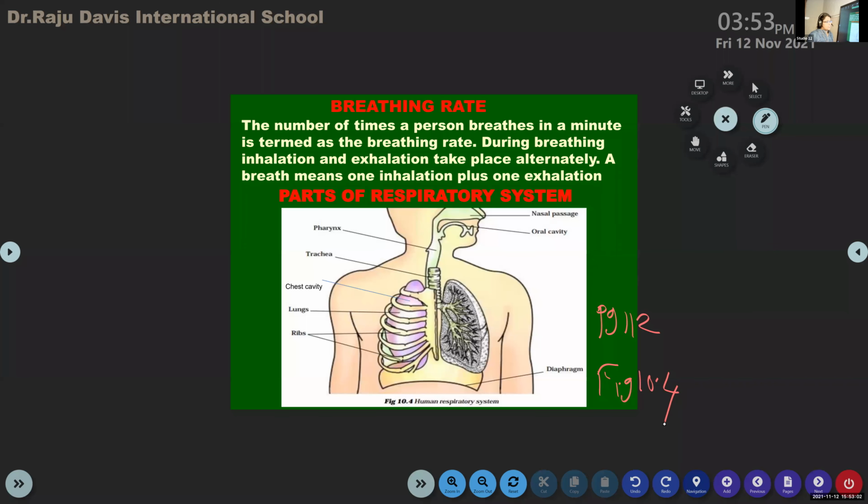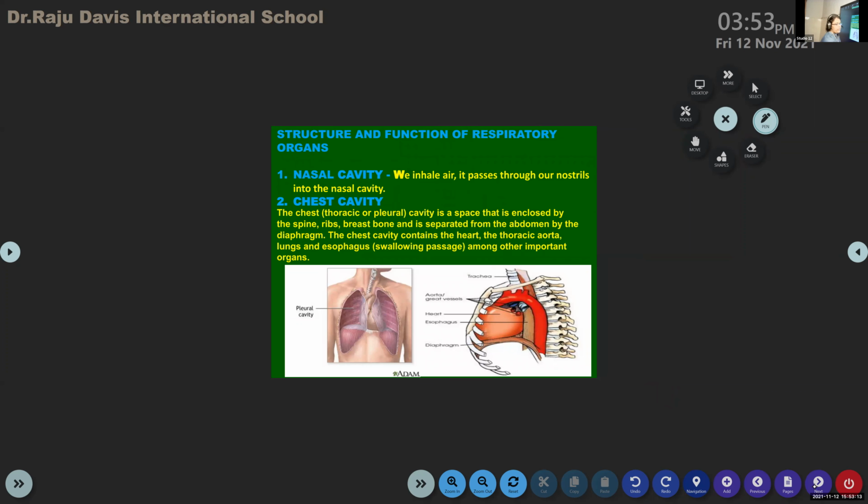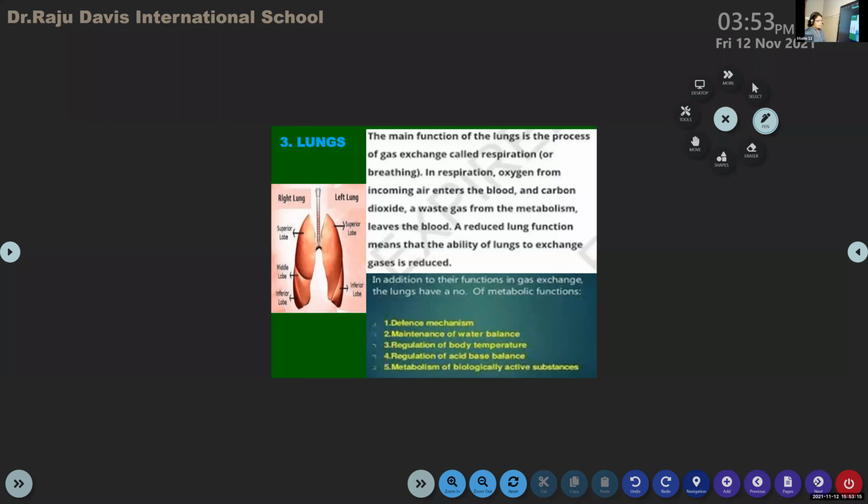Did you mark the chest cavity, children? Similarly, what is missing from this? Okay, all other things are there. Fine. So shall we now go to the next part? The chest cavity we already discussed. Next, we are moving on to lungs.